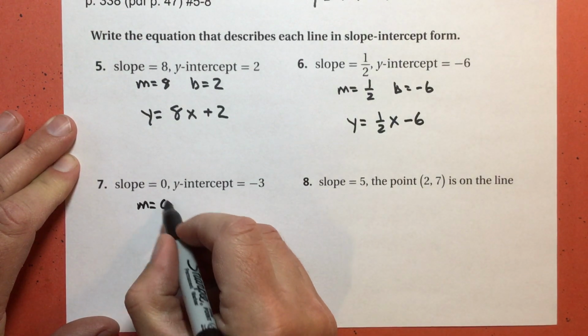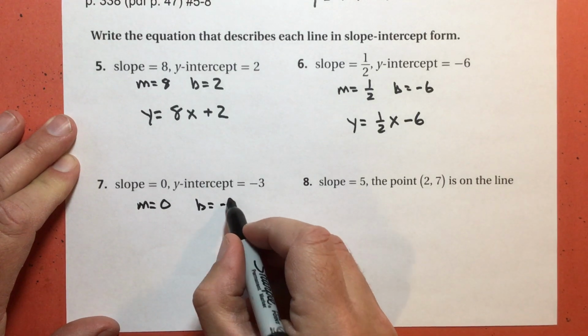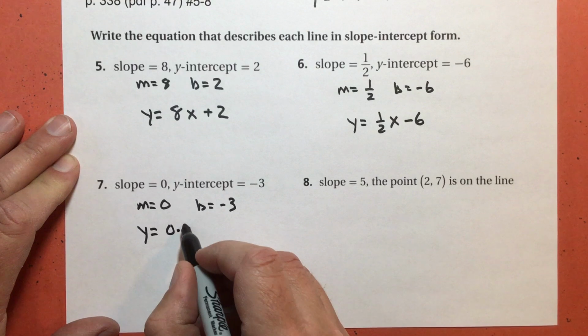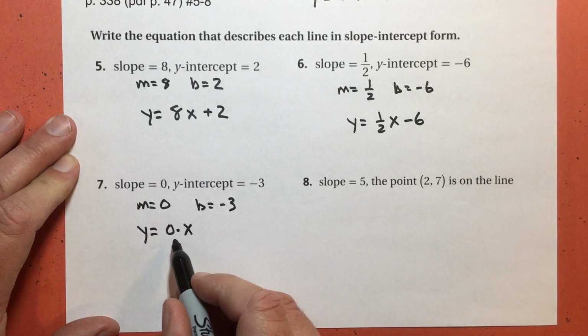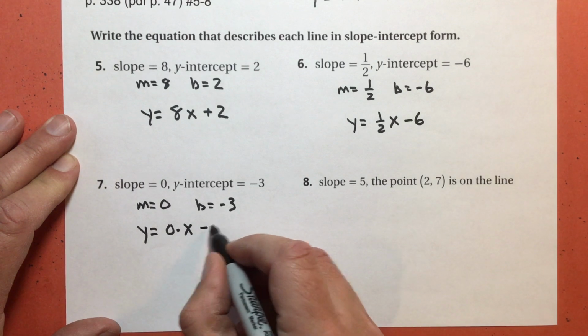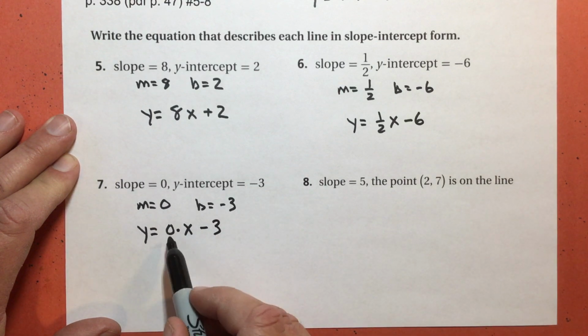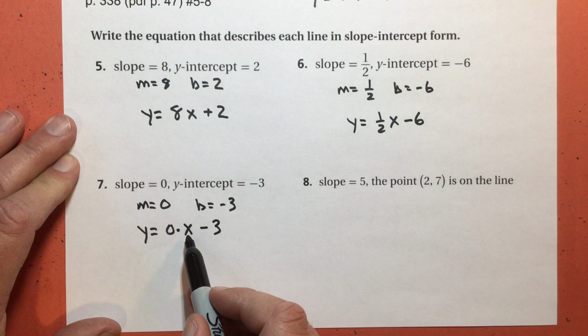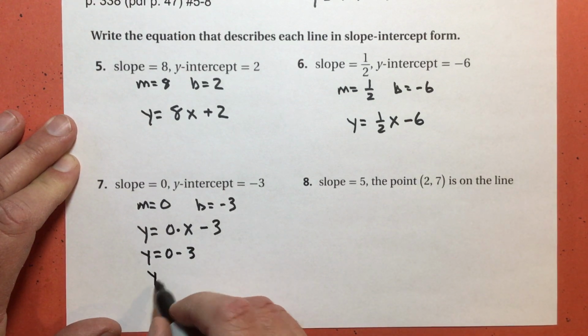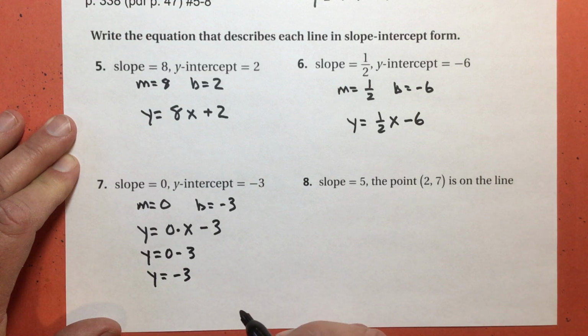My slope is 0 and my y-intercept is -3. So again, y equals 0 times x. See, I did that dot again. Otherwise it looks like the word ox. 0 times x plus -3. Now 0 times anything equals 0. And 0 minus 3 equals -3.